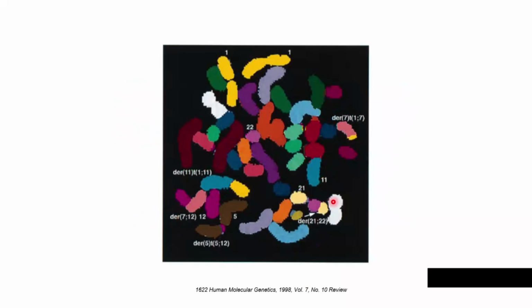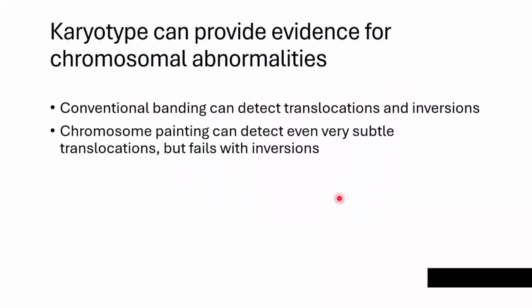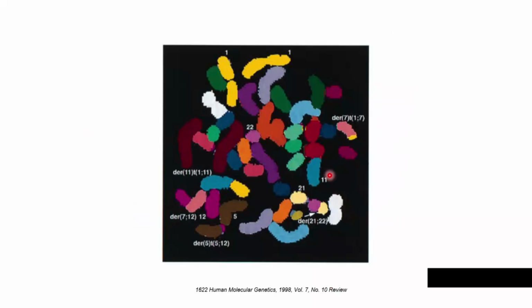One thing that FISH does not allow you to see is inversions. And I think I talk about this a bit later. Before I get into that, this is just another example where you see a lot more translocations. And these are typical of cancer cells. So you can see them here, here, here. And you'll see why this is important.